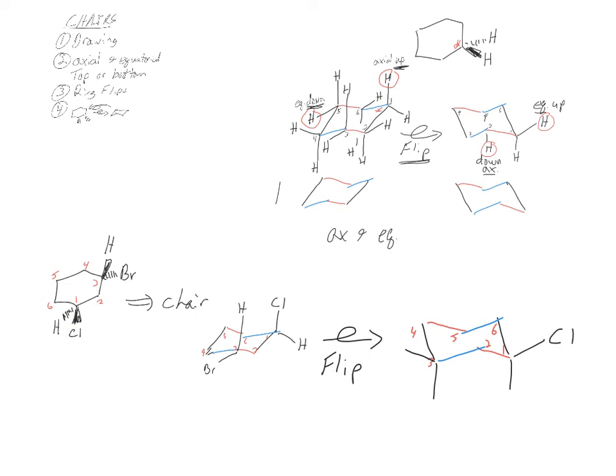So that's where the chlorine goes. But it's still up. H is still down. The bromine was always down. So now it is down as well. It's just in an equatorial or an axial position. And the H is up. Now it's just in an equatorial position.